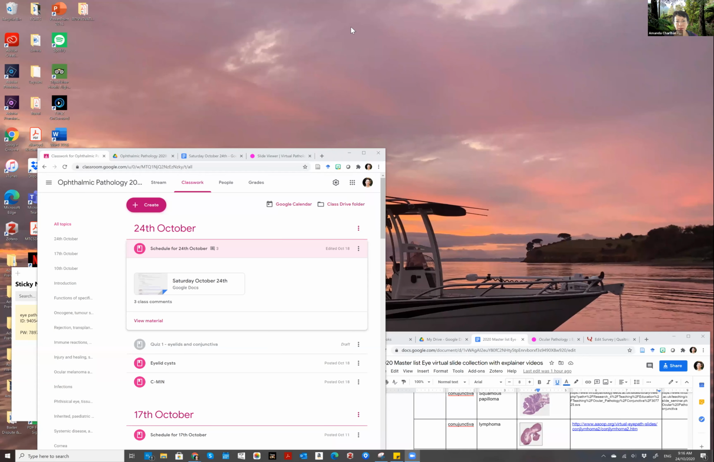I just want to share the Google Classroom screen, just a moment. Let's see if we can do that. You are screen sharing. What am I screen sharing? Everything? Yeah, we can see everything. Oh, okay.